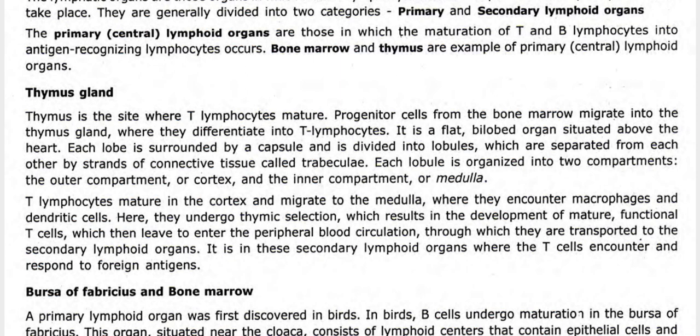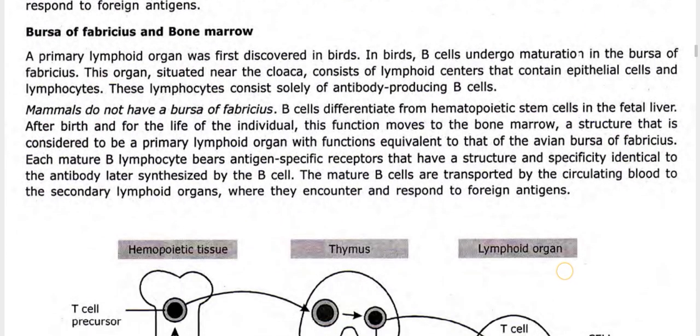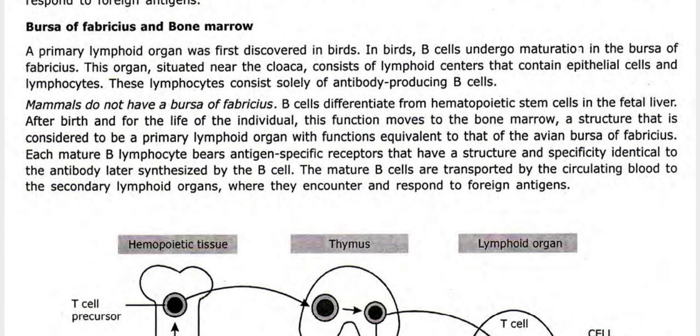It is in the secondary lymphoid organs where the T cells encounter and respond to foreign antigens. Bursa fabricius and bone marrow. A primary lymphoid organ was first discovered in birds. In birds, B cells undergo maturation in the bursa fabricius.